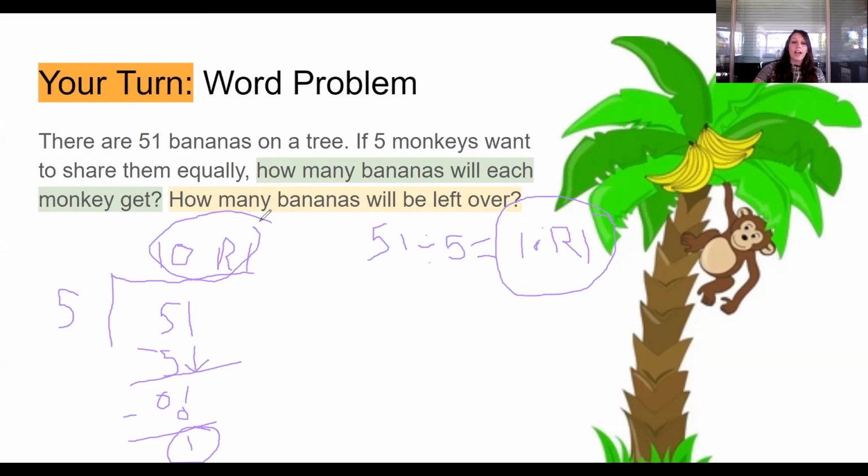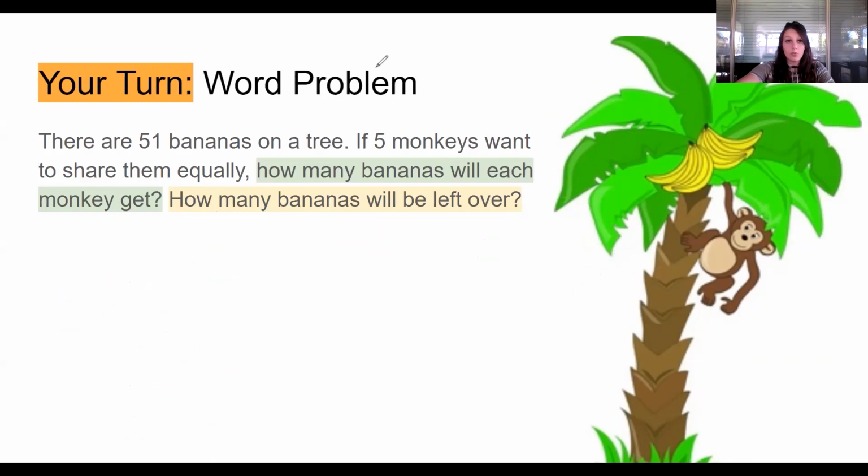Now looking at our question, how many bananas will each monkey get? Each monkey will get 10 bananas, right? Because if there's 5 monkeys, they all get a full 10 bananas. But there's that one banana that's left over. So that's our remainder 1. So we're going to say that 1 banana is left over. Well, awesome job, guys. You did really wonderful with that.